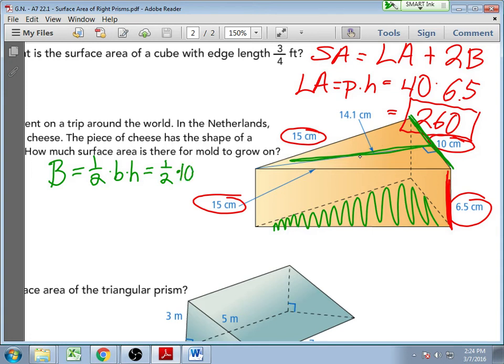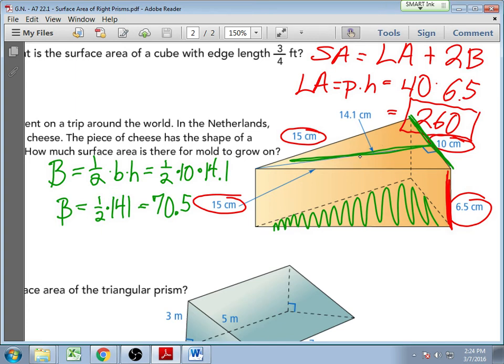So my base is 10, my height is 14.1. So now when I multiply those together, I'm going to do the 10 and the 14.1 first because it's way easier. My big B becomes half of 141, and that is actually going to give me 70 and a half.